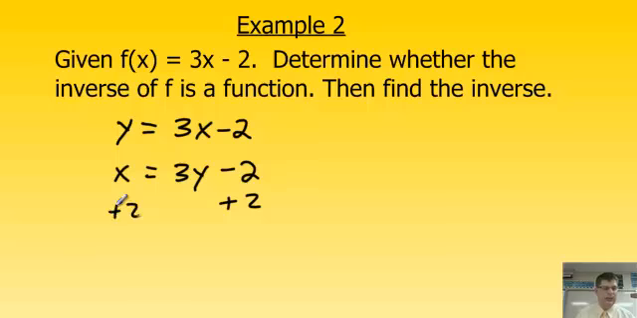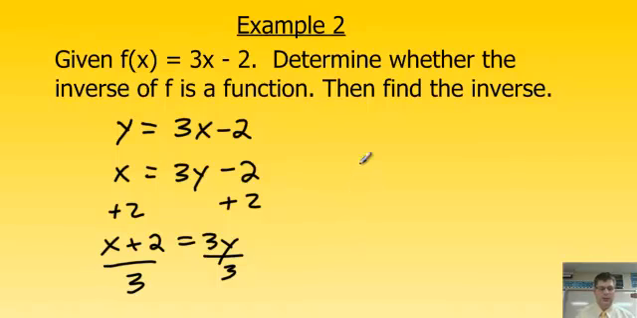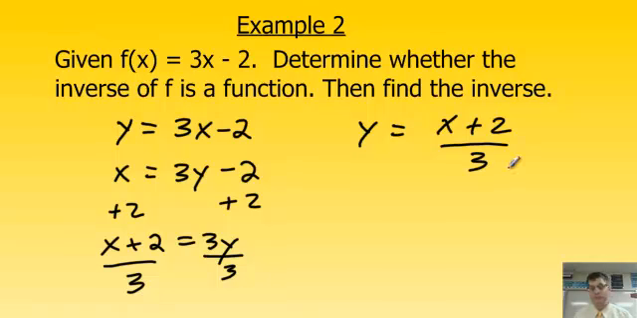I'm just going to add 2 to both sides. So that's going to leave me x plus 2 equals 3y. I divide both sides by 3. And I'm going to flip the equation around. So y is equal to x plus 2 divided by 3.